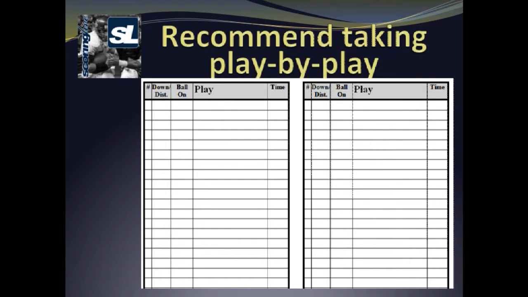It's just basically a bunch of lines: down and distance, where's the ball, what happened on the play, and if there's a particular time on the game clock that you want to put down. Normally, when I put the time, I usually put it in case there's a timeout, or if there is a touchdown, or something like that. Not every play needs a time. Okay, John?